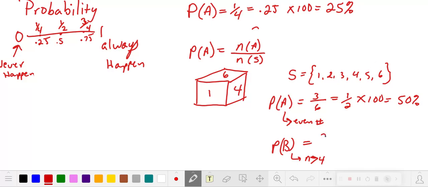So I will put 2, and remember how many is part of my selection or my sample? My sample is 6. So that gives me 1/3, which gives me 33.3% if I multiply this by 100. Okay?